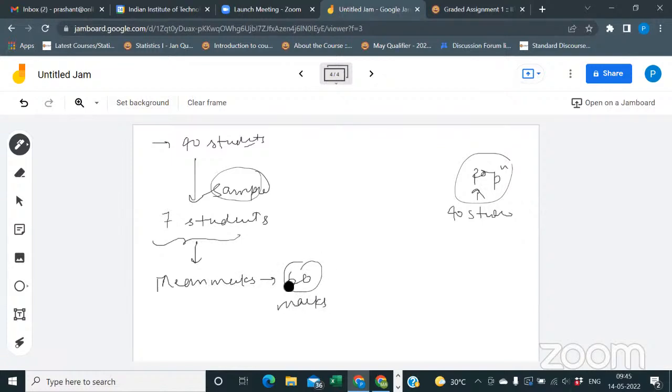Suppose the class teacher said to you that you have to give the mean marks of class 10 students, and you went to school, picked a random sample of 7 students, and calculated their average marks as 60. Now you went to your class teacher and said that the mean marks of that class is 60. Then you are making a conclusion on behalf of these students for the whole class of students.